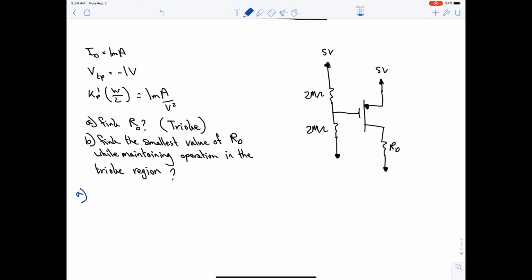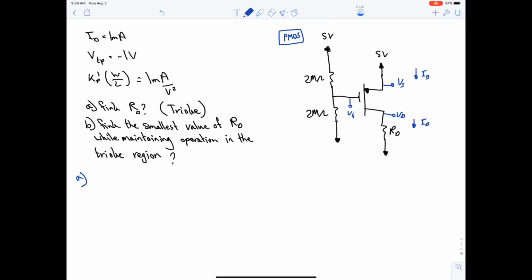First of all, let's start labeling the circuit. So this is PMOS. This is labeled as VS, this is VD, and this is VG. Current here is ID, current here is also ID, and IG is always equal to 0 ampere. Anyway, so now we are looking for RD. I told you before that whenever the requirement is RD, just do Ohm's law, and from there you will know what to do. So RD is equal to VD minus 0 over ID.